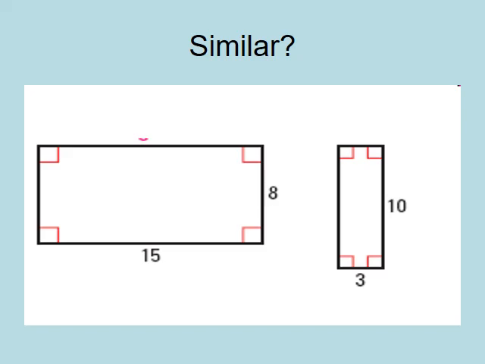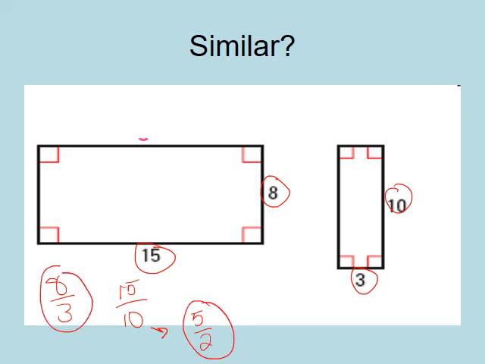So I'm going to pick the shortest side, 8 and 3. So that'll be my first ratio, 8/3. And then 15/10. Well, 8/3 can't be simplified as a fraction, but 15/10 can be simplified as a fraction, and that becomes 5/2. 5/2 is not the same thing as 8/3, so this is not similar.